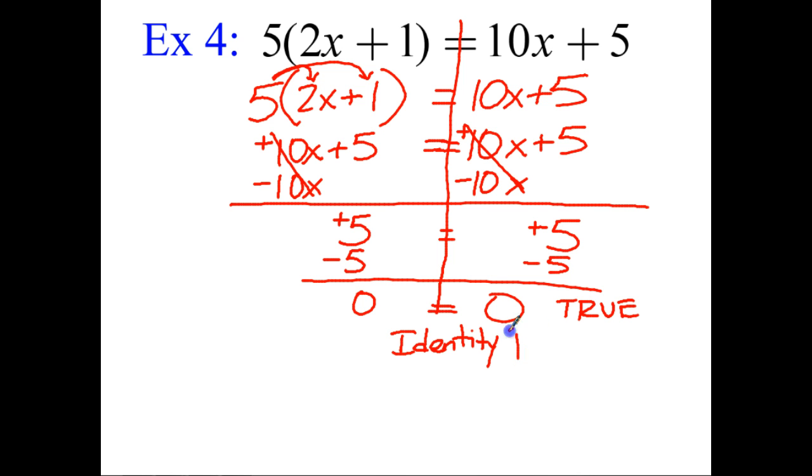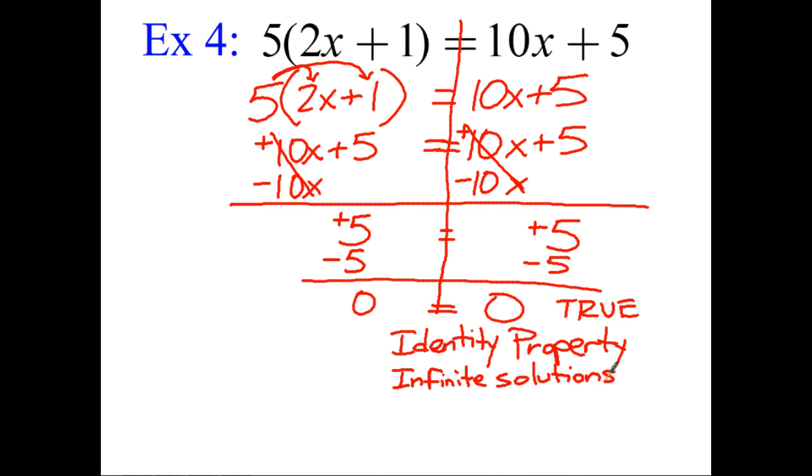Identity property. It just means that anything is equal to itself, right? In fact, here 5 is equal to 5. And actually, even when we got to this step, positive 10x plus 5 is equal to positive 10x plus 5. So what happens here is it actually doesn't matter what x is. In fact, we could plug any number that we wanted in for x, and it would actually work. So there are an infinite amount of solutions.